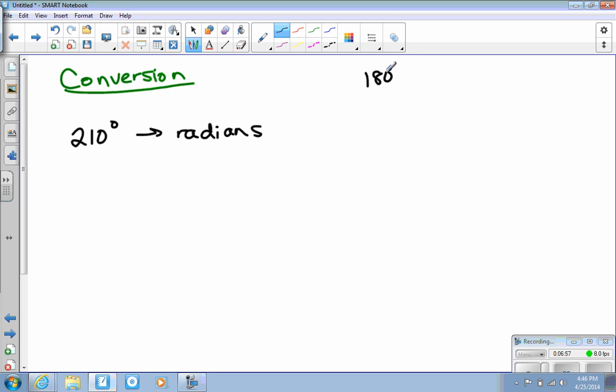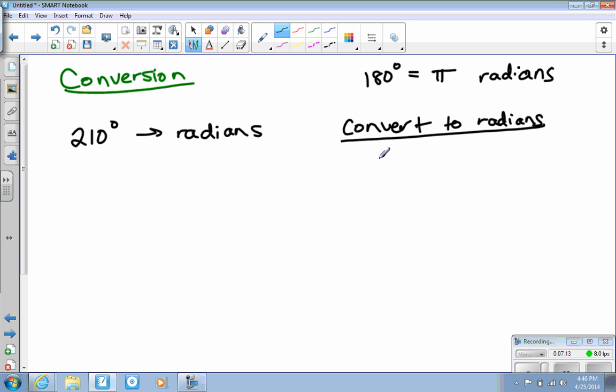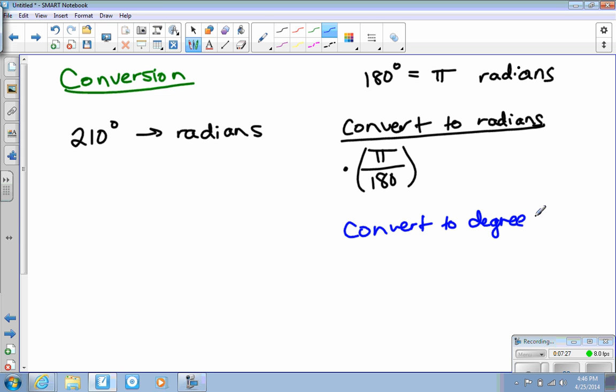We know that 180 degrees equals pi radians. So in order to convert to radians, we're going to multiply by pi over 180. And in order to convert to degrees, we're going to multiply by 180 over pi. The way that I remember this is that whatever I'm trying to convert to is what goes in the numerator. So if I'm trying to convert to radians, pi goes in the numerator. If I want to convert to degrees, 180 goes in the numerator.